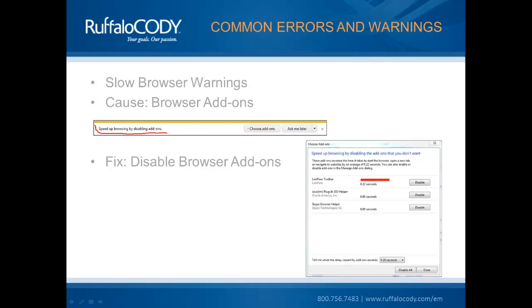We sometimes see people that have literally 10 or 20 of these little add-ons that they've installed over time, and as you add more and more to them, obviously it's going to slow things down. So the fix for this is simply to disable any add-ons that maybe you don't use anymore. There could be some things in there that were installed and you didn't even know it. So those can be disabled just by clicking the disable button.